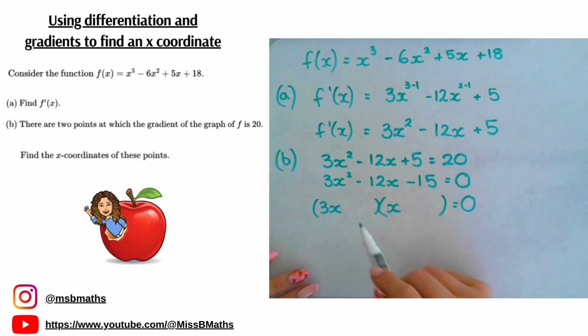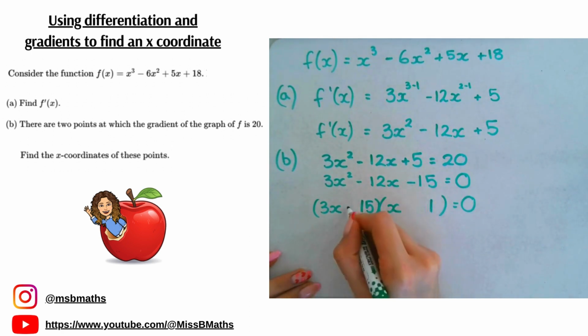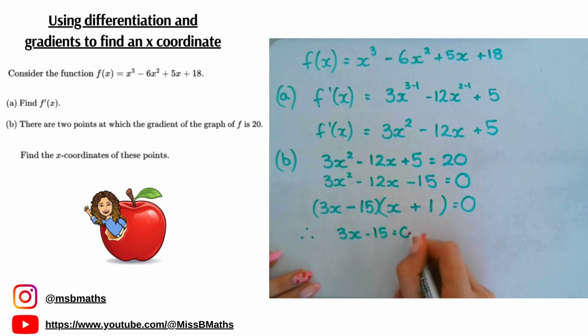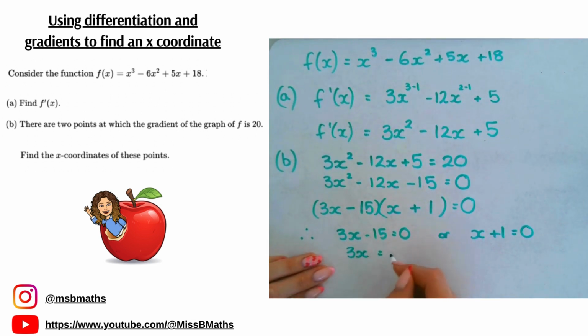It should work as a double bracket, but of course not always. Sometimes you may need to use the quadratic formula for more complex questions. Here we can solve and find our two values of x, which in this case will be 5 and -1.